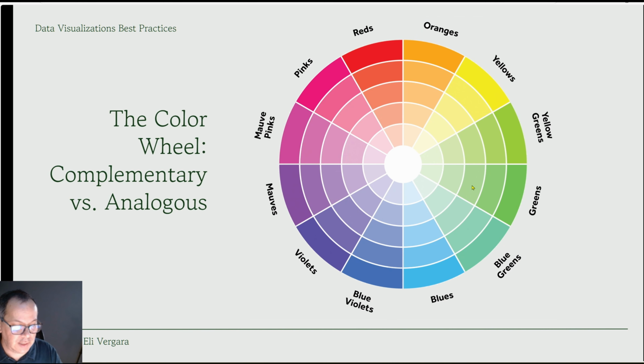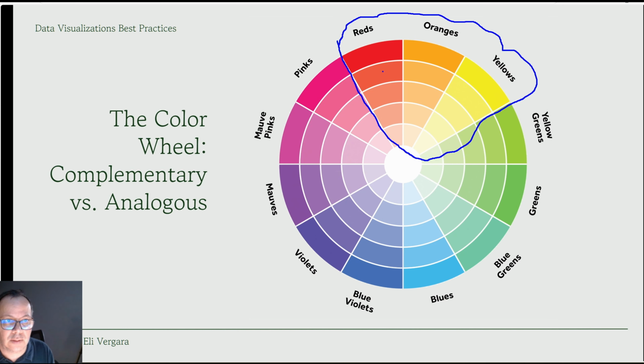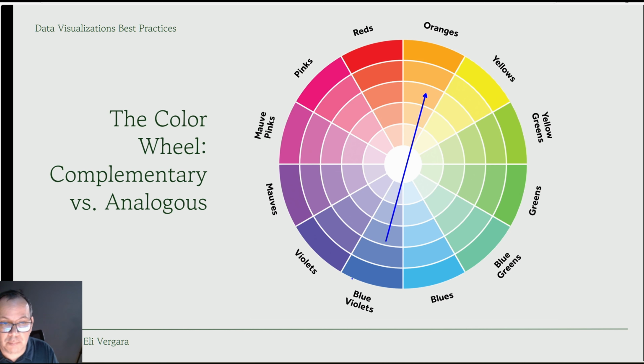So let me just give you another example. If I want to present some data that is very similar and all the values are very similar, then I want to choose analogous colors. These colors right here, reds, oranges, and yellows, are analogous, and so the data seems to be somewhat similar. But let's say I'm trying to contrast something good versus something bad. In that case, then I want to choose complementary colors. One part of my visual will be blue violets and the other part will be oranges. That's why it's important to understand the color wheel and to understand the color spectrum.